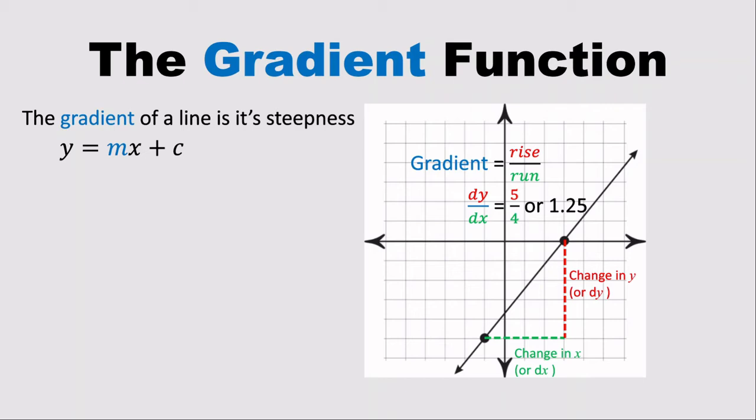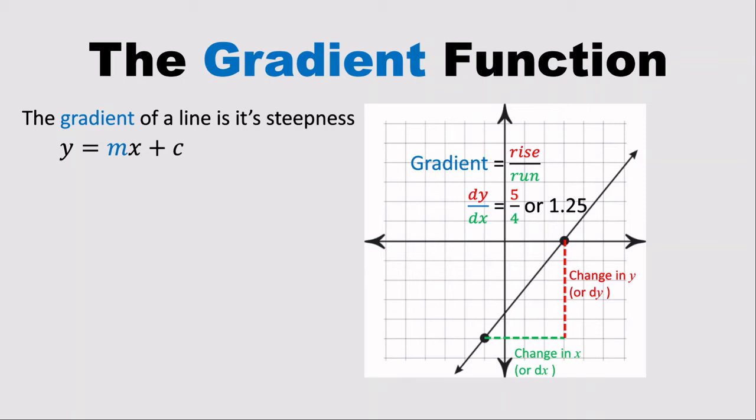And in this particular example, you should see that the change in y is that it's risen 1, 2, 3, 4, 5 units, and the change in x is that we've moved across to the right 1, 2, 3, 4 units. So 5 over 4 is our gradient, which simplifies to 1.25 as a decimal.